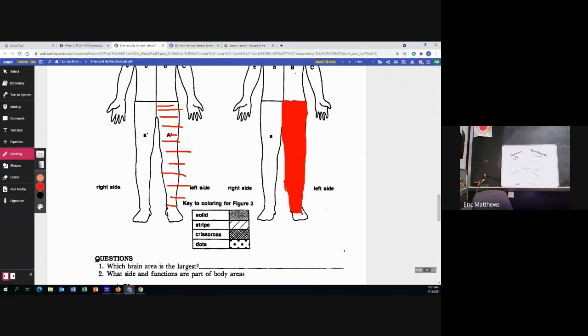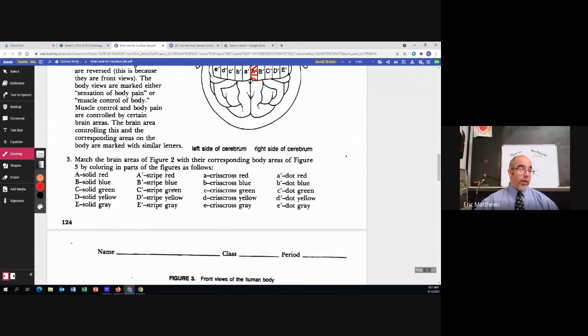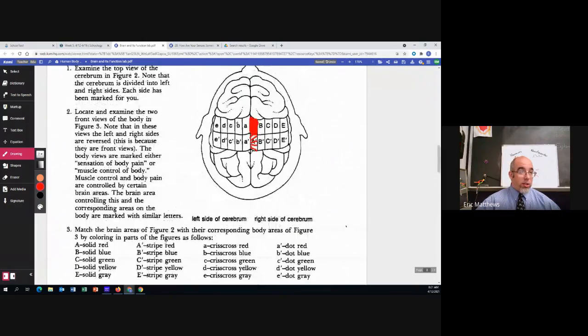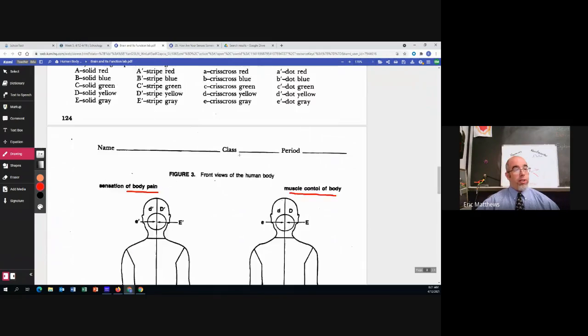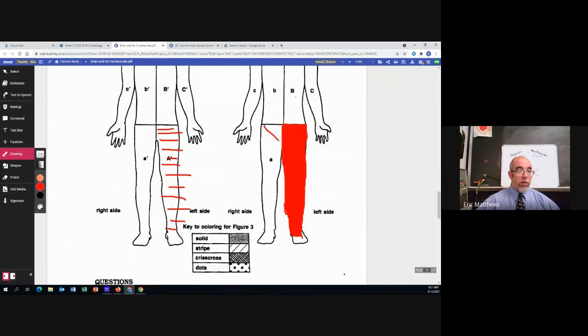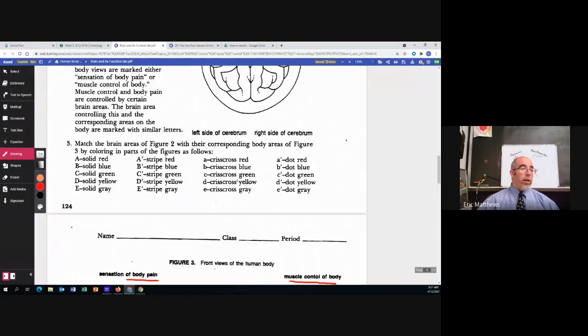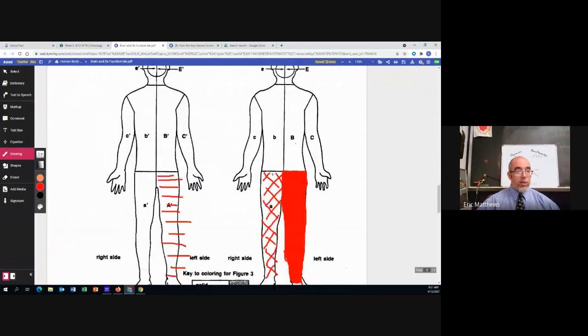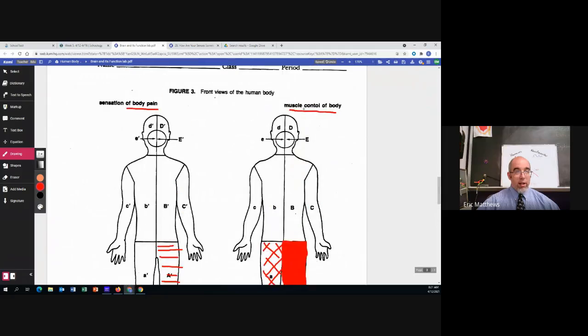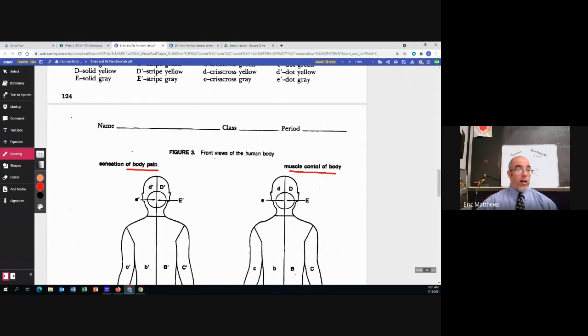So capital A is muscle control in the left leg. Capital A prime is pain in the left leg. Then we come back up. Little a is crisscross. So we crisscross it. We come down here. Where is little a? Little a is over here. And we still want to do that crisscross. All right. And we know that little a's crisscross controls the right side muscle, so that controls the right side muscle of the leg.